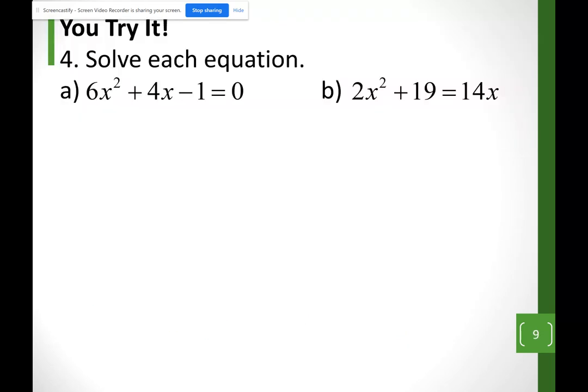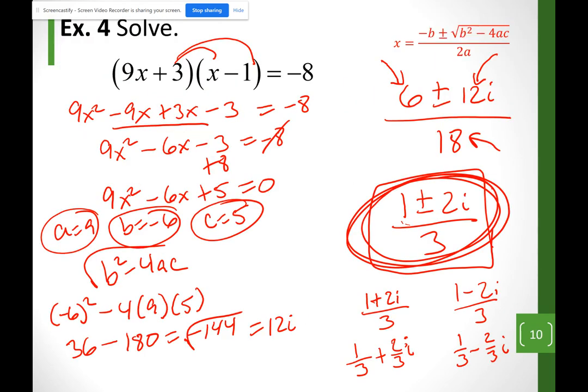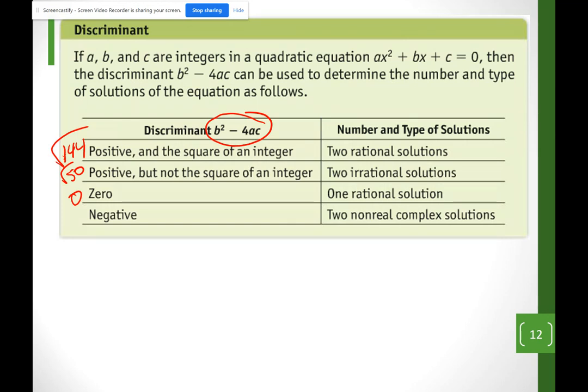So now going back to the slide where we were, if my discriminant is 0, I just get one rational solution, right? One answer, and it can be written as a fraction. Now, if my discriminant is negative, think of the square root of negative 9. It doesn't matter if the number is a perfect square or not, but it is the square root of a negative. If my discriminant is negative, I'm going to get two non-real complex solutions. What that means is my answer should have an i in it.